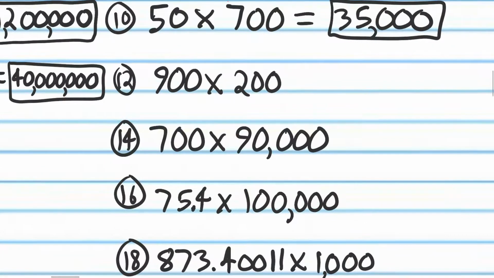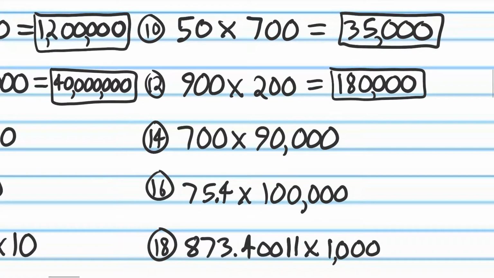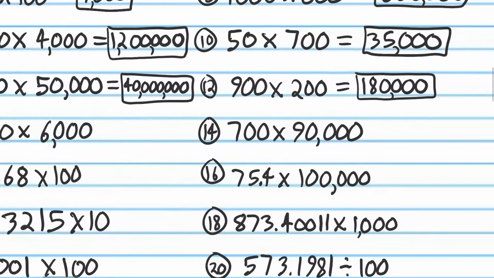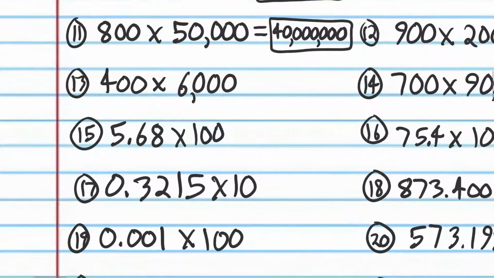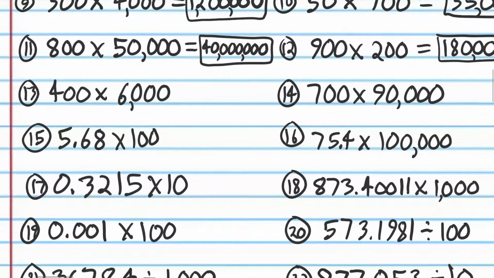Number 12, 9 times 2 is 18. Again, you just multiply these two numbers, and then you add however many zeros you have. So 18 and then 4 zeros. So 180,000. So if you got 180,000, good job. All right, let's try 2 more of these before we go on to a different type of problem. So why don't you try 13 and 14, and when you come back, we'll do them together.